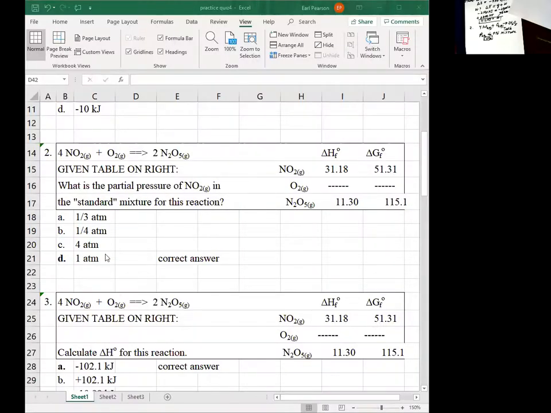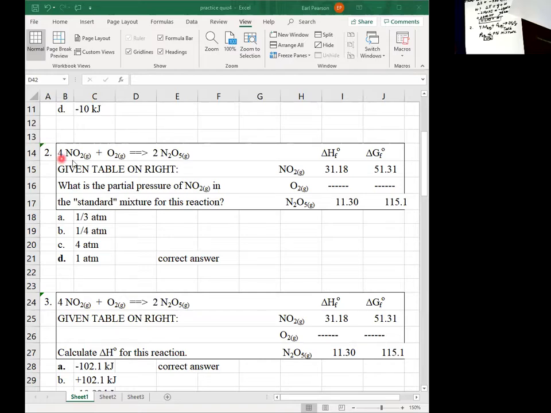And so all we got to do then is check ourselves and be sure that we got the correct answer. And sure enough, there it is. 1 atmosphere pressure is the correct value. So I could have asked, what's the partial pressure of oxygen in the mixture? That would have been 1 atmosphere. I could have asked, what's the partial pressure of N2O5? That would have been also 1 atmosphere pressure.